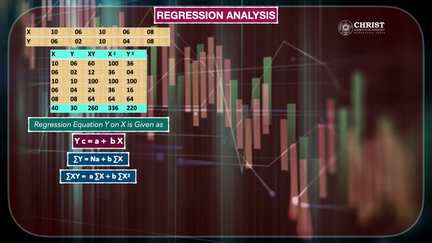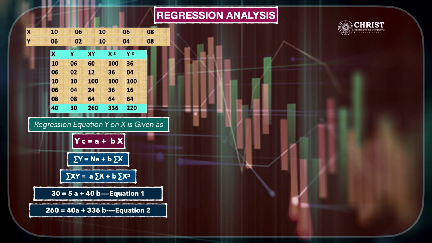Now, we have to substitute the values in the equation. We will get 30 is equal to 5a plus 40b. We are calling it equation 1. Next is 260 is equal to 40a plus 336b. We are calling it equation 2. Now, you have to make one value equal, then only you can solve the simultaneous equations.